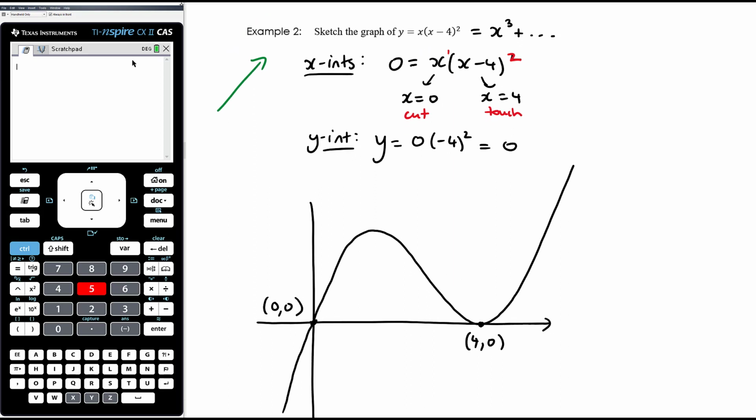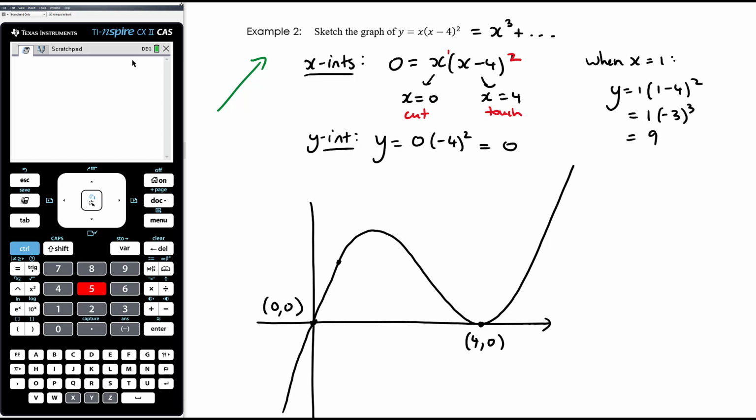So it might be a good idea to also mark another point. Perhaps just have a look at, you know, I don't know, when x equals 1, for example. We're going to have y equals 1 times (1 minus 4) squared. So it's 1 times negative 3 squared. So it's just negative 3 squared, which is 9.